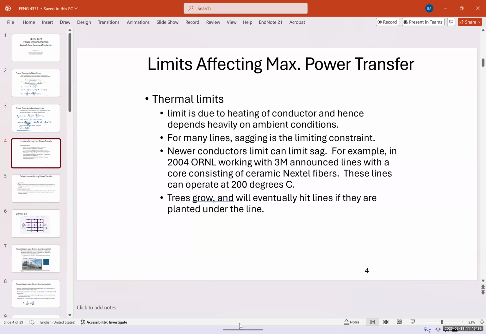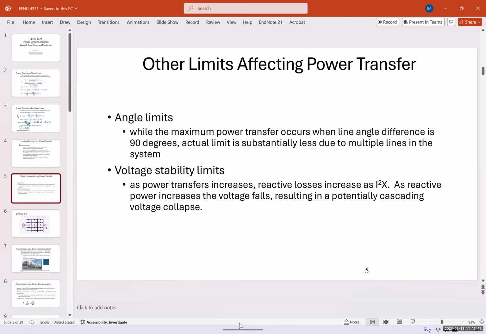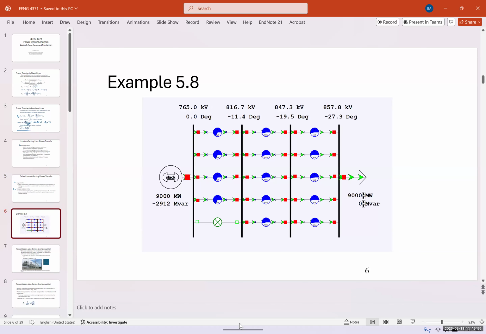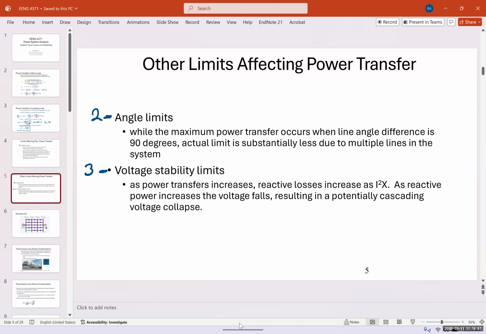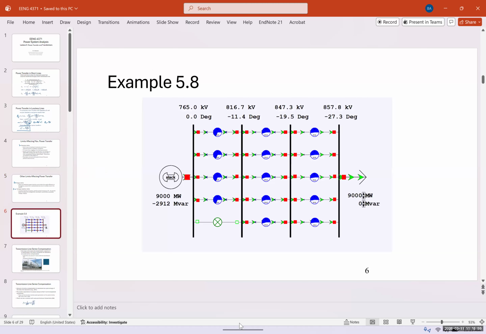So in the exam, if we ask about the limits affecting power transfer: number 1, thermal limits, because of the resistance of the line sagging. Number 2, angle limits. And number 3, voltage stability limits, which is from the reactive power or reactance that we have in the system. So we have 3 major limiting factors that affect power transfer.